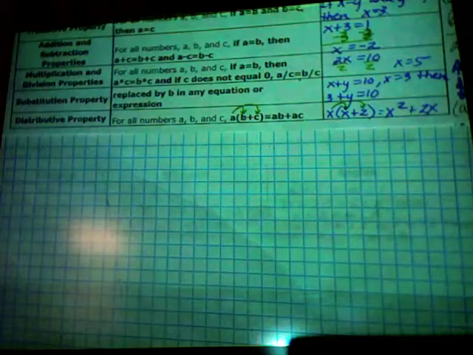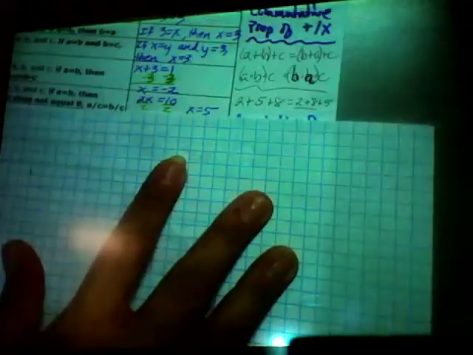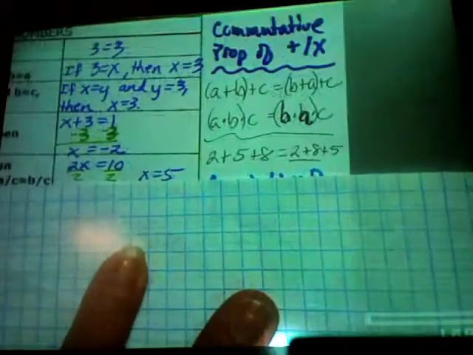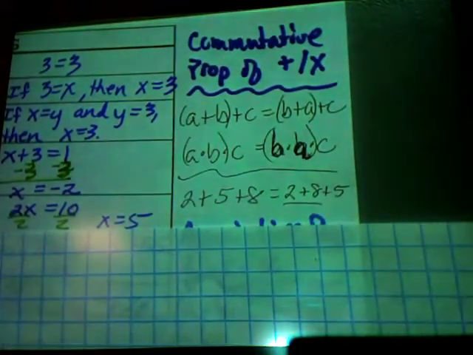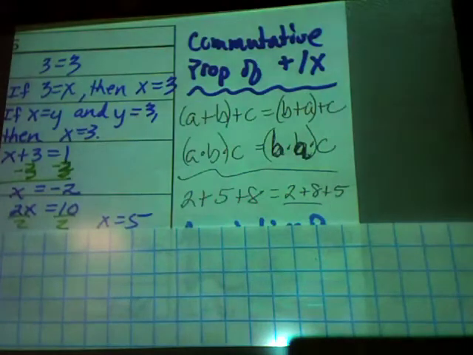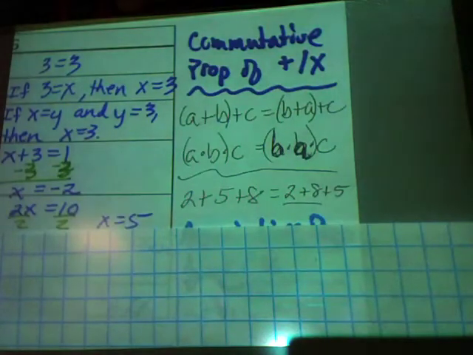Okay. So the first one we're going to look at is the commutative property of addition or multiplication. So if you'll put that off to the right. The root word in commutative is commute. Hopefully you've heard of commuters before. If you're from the East Coast, lots of people are commuters.